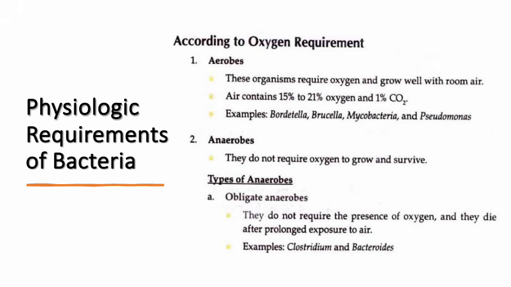Now, anaerobes are bacteria or organisms that do not require oxygen to grow and survive. But in the presence of carbon dioxide, it can increase the growth of these types of bacteria. There are certain types of anaerobes. We have what we call obligate anaerobes. These obligate anaerobes do not require the presence of oxygen and they die after prolonged exposure to air. Examples of obligate anaerobes are Clostridium and Bacteroides.